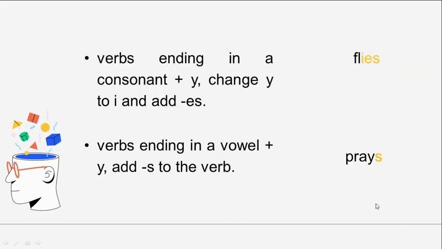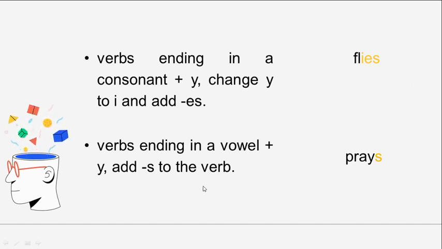Next rule, verbs ending in a consonant plus y, you need to change y to i and then add es. Again, take note, if the verb ends with letter y and it is preceded by a consonant letter, you need to change y to i and then add es. For example, fly, flies. Since fly has a consonant letter, which is letter l, we need to change y to i and then we need to add es.